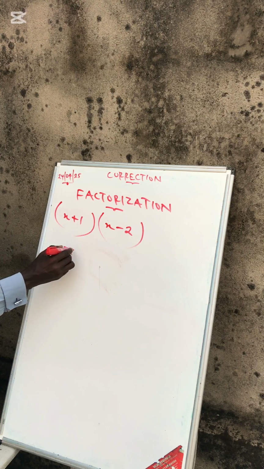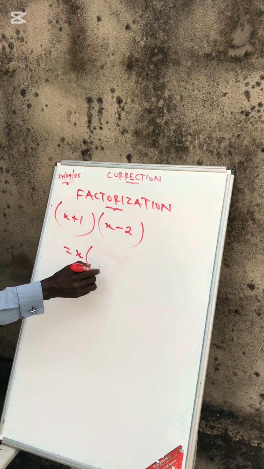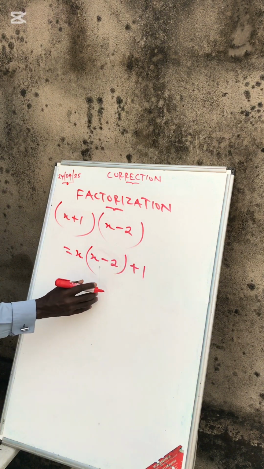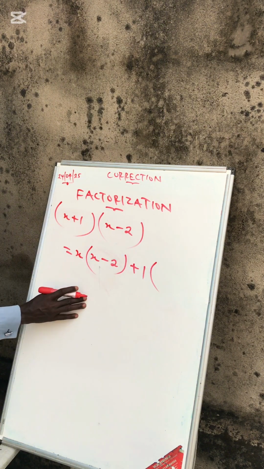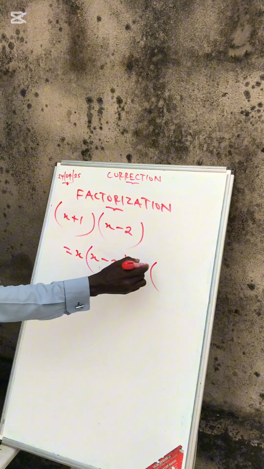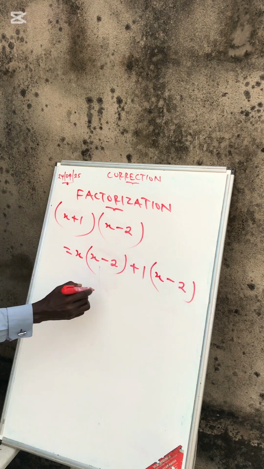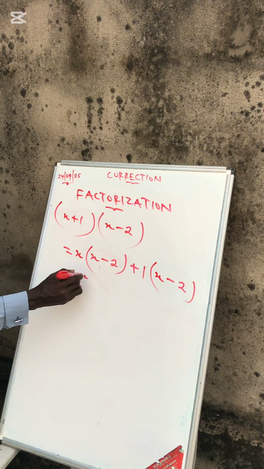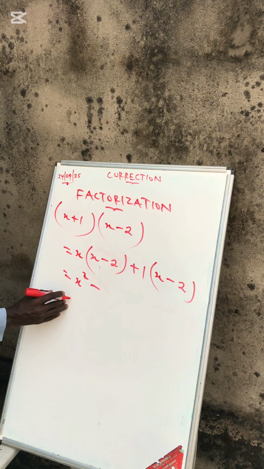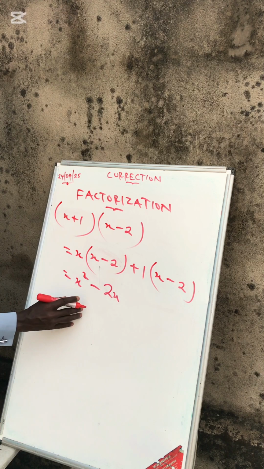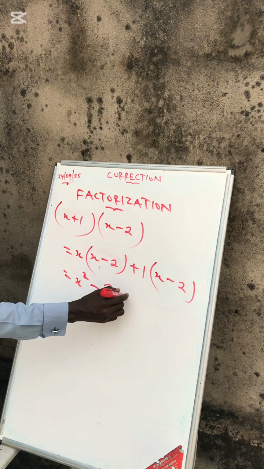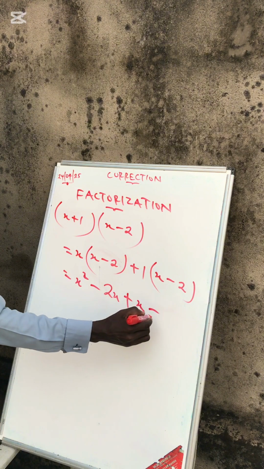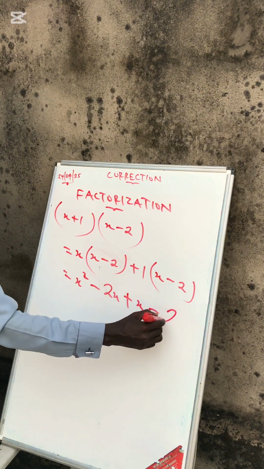X, bracket, x minus 2. Plus 1, close bracket. Open bracket, x minus 2, close bracket. So let's finish it. X square, minus 2x, plus 1x. Plus 1x is the same as x. Minus 2. Fantastic.